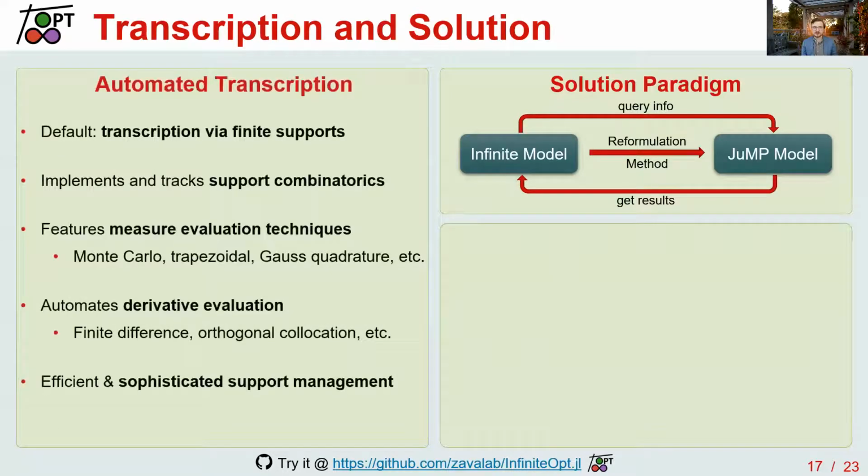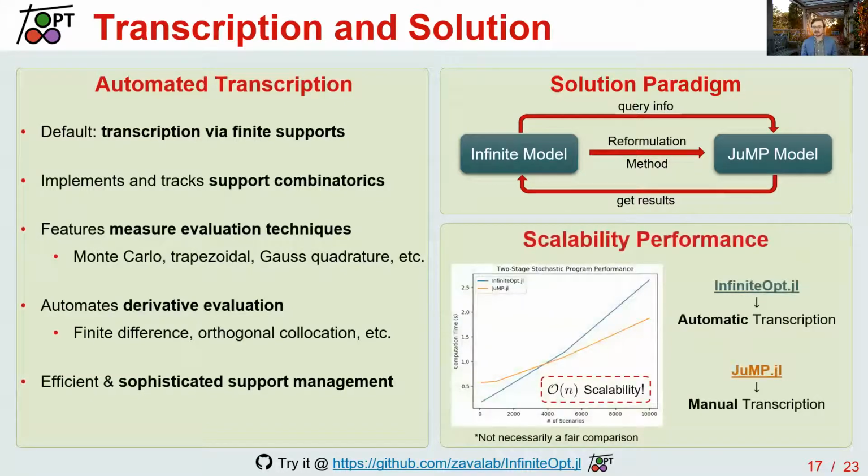By default, to go about solving this, we provide automatic transcription or discretization with the necessary techniques such as trapezoid rule or Monte Carlo sampling for the measures, and techniques for derivatives such as orthogonal collocation over finite elements. And we employ a very sophisticated support or grid management system behind the scenes to make this all possible.